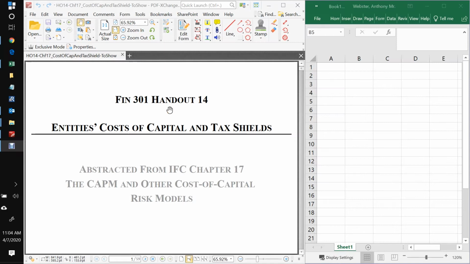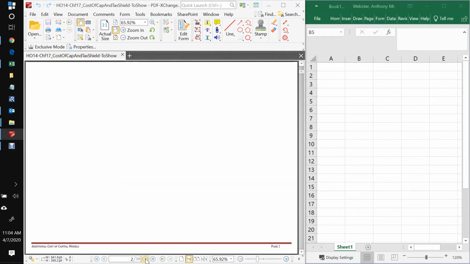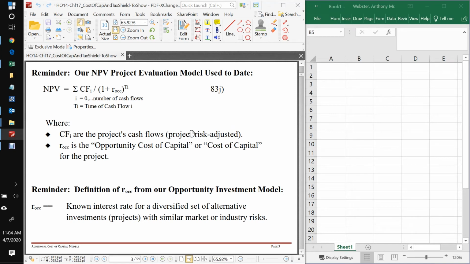Okay, so here we are in handout 14, which is going to be all about costs of capital and tax shield for entities. So as usual, let's jump right in. I want to start out with a few reminders. Remember, we're using mostly the NPV method now to evaluate projects because it's the most robust method. It always works, things like that. The IRR method is, however, very good for things like bonds and loans and mortgages, mortgage loans, etc.